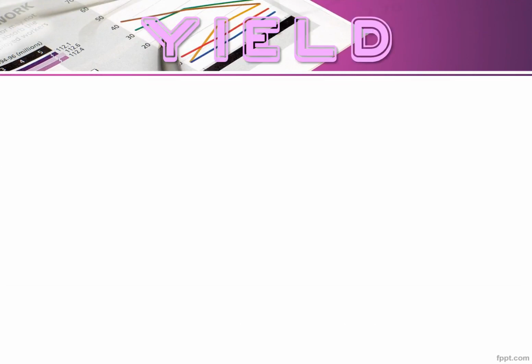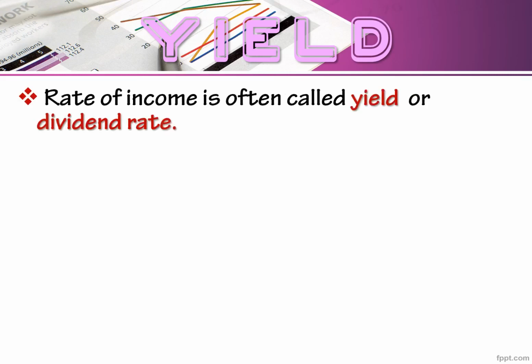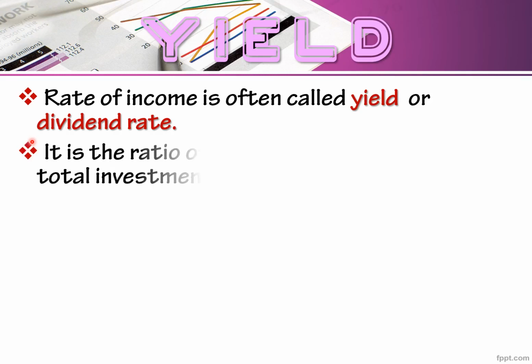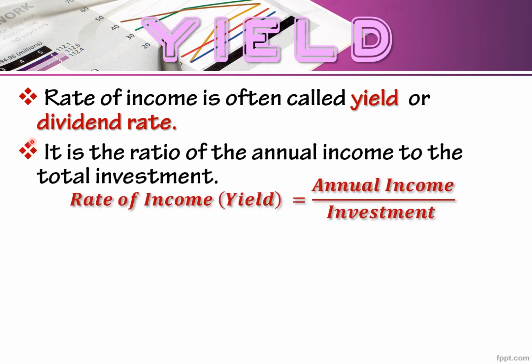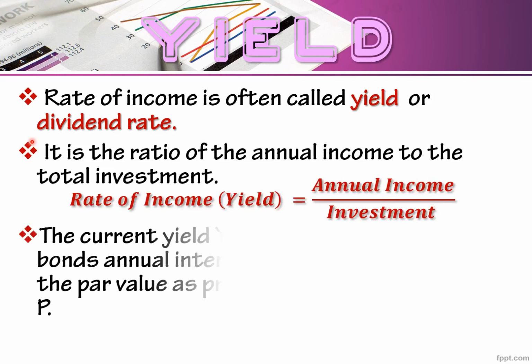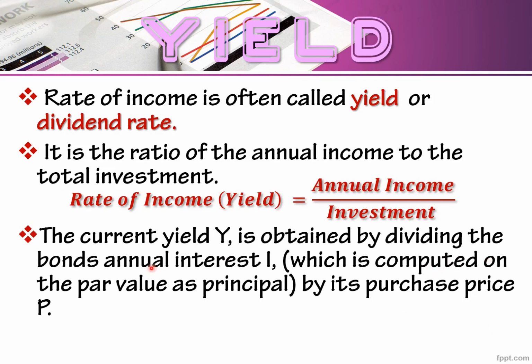Before buying any bonds, it is important to know the rate of income you will receive from it. In this way, you can compare bonds with other types of investment. So the rate of income is often called yield or dividend rate. Dividend rate is the interest rate the bond issuer will use in computing the interest payment. It is the ratio of the annual income to the total investment. Or we can say that it is obtained by dividing the bond's annual interest or annual income, which is computed using the par value as the principal, by its purchase price or the investment.